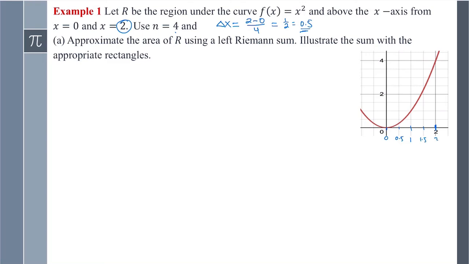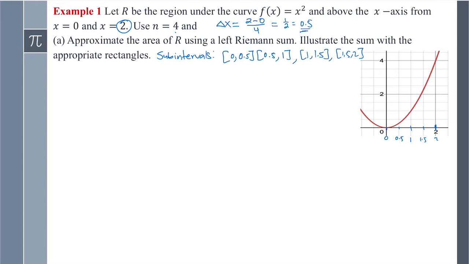So our sub-intervals are 0 to 0.5. Then 0.5, when we add 0.5 to 0.5 is 1. And the next one is 1 to 1.5. And then 1.5 to 2. So those are the sub-intervals. So those are the endpoints for the rectangles.